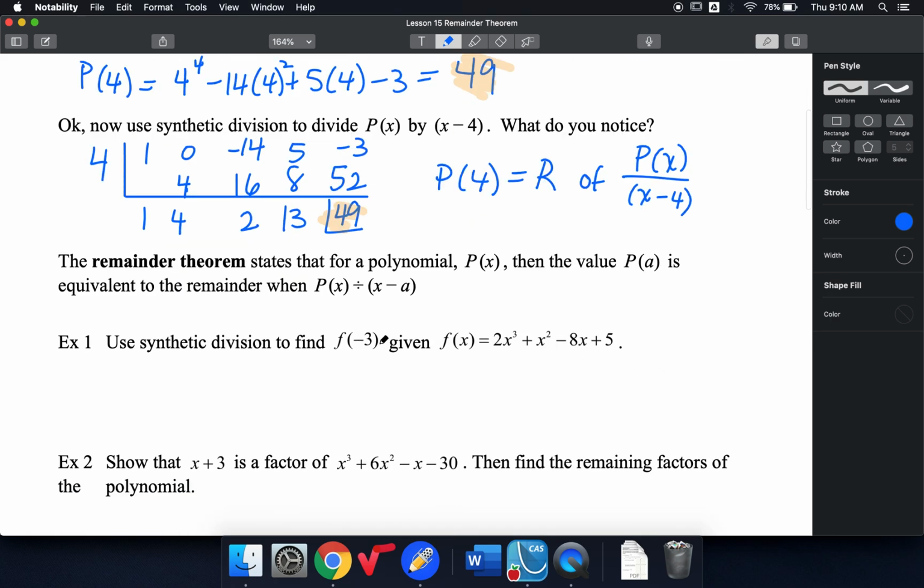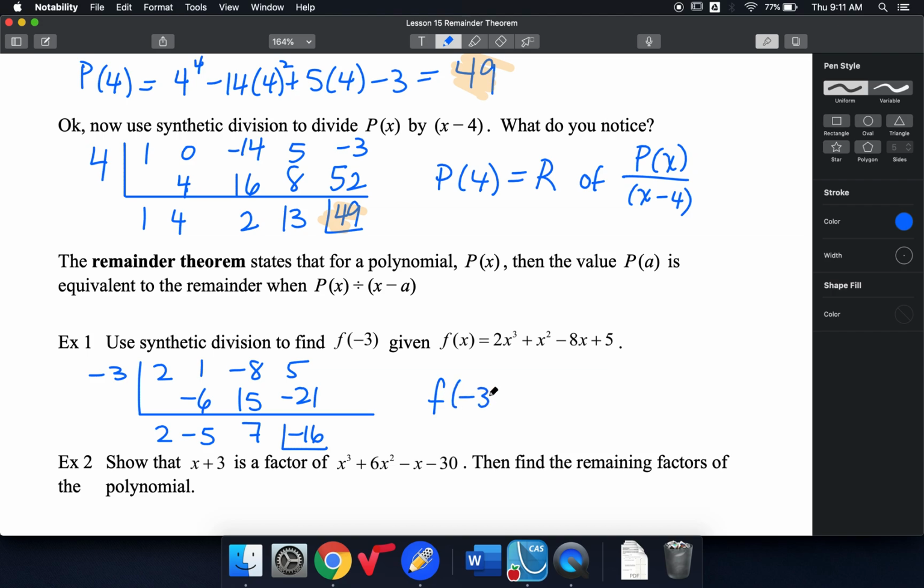So now if I want to find f of negative 3, I'm going to put negative 3 on the outside. And then 2, 1, negative 8, 5. 2, negative 6, add and get negative 5. Positive 15 is 7, and that's going to be negative 21, which leaves me with negative 16. So I can say f of negative 3 equals negative 16.